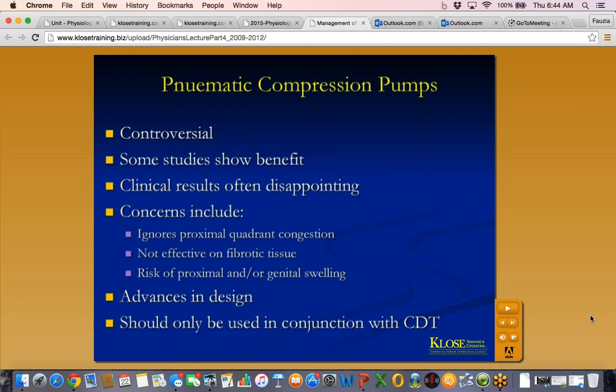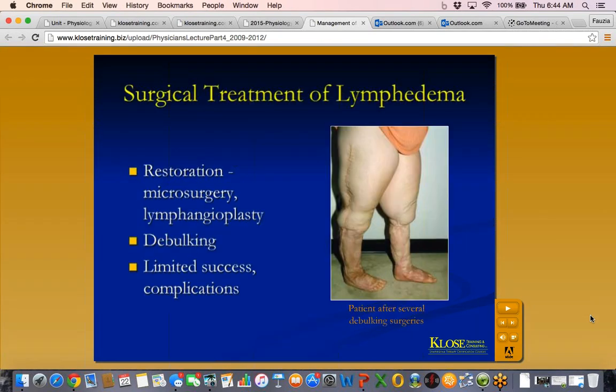But if you are going to do compression pumps, then it should only be done in conjunction with your manual lymph drainage. After you've done some manual lymph drainage, then perhaps you have openings in your lymphatic system and the pumps can work then.